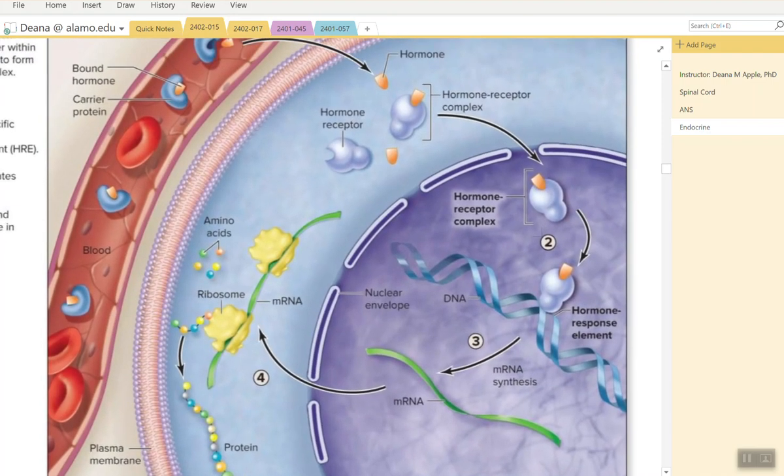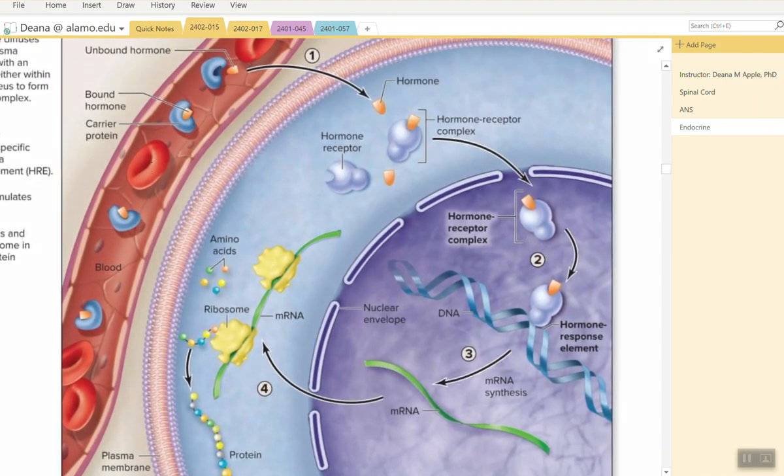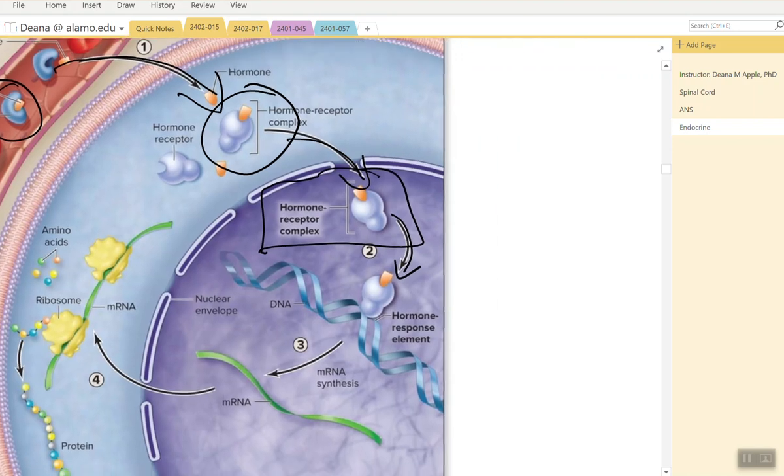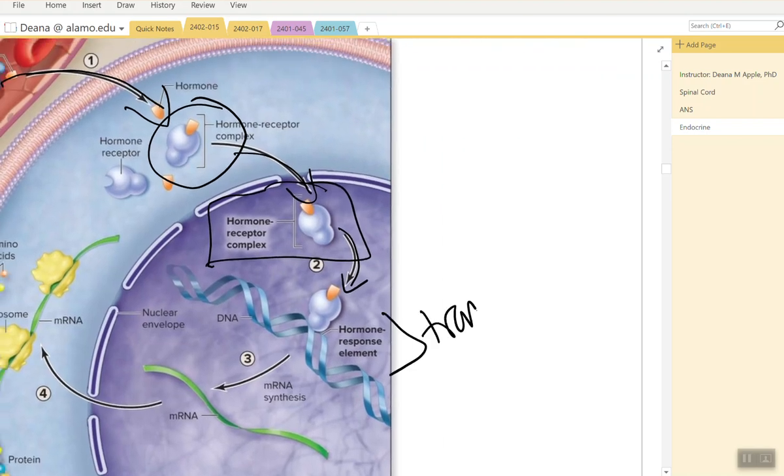So here's a pretty picture. Got a hormone coming. So here it is, bound to its carrier protein. It unbinds, goes into its target cell, forms a hormone receptor complex, then goes into the nucleus as a hormone receptor complex that can act as a transcription factor. Once it binds to the DNA, we call it a hormone response element, which is just a transcription factor. That then changes the transcription of that DNA or RNA.